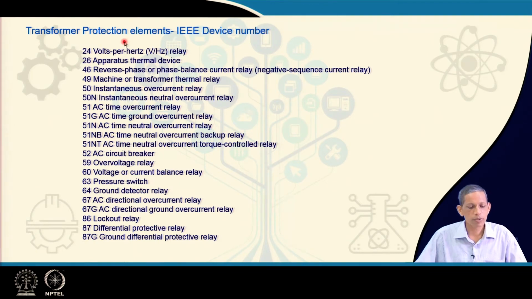Now, a list of transformer protection elements from the electrical perspective. The IEEE device numbers are enumerated here, just to show that transformer protection is not that simple. It is associated with several electrical, mechanical and thermal aspects, and from the electrical perspective you see here so many varieties of relays. However, it is not necessary that all should be incorporated; that depends upon the situation, requirements and the economic perspective.